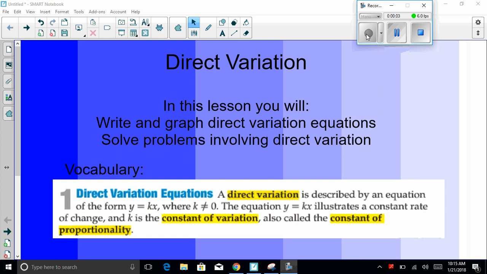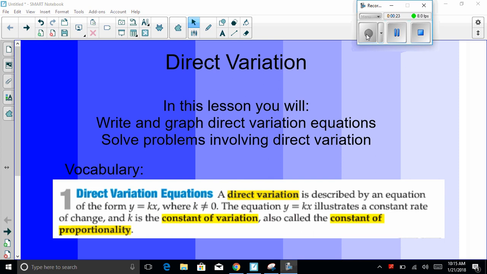Your lesson today is on direct variation. In this lesson, you will write and graph direct variation equations and solve problems involving direct variation. Your new vocabulary is direct variation, constant of variation, and constant of proportionality.